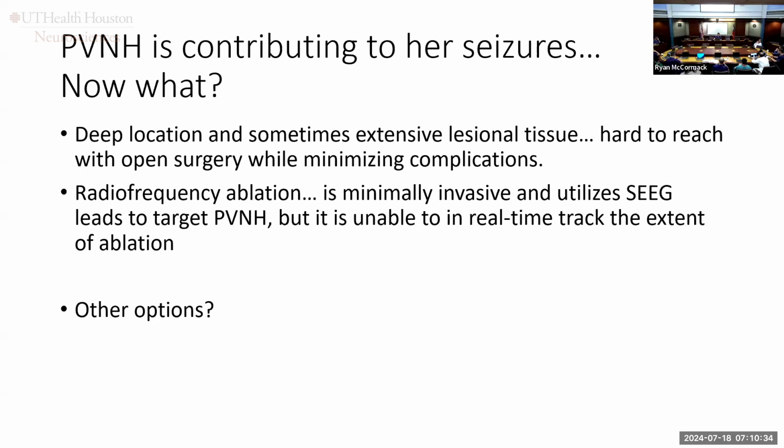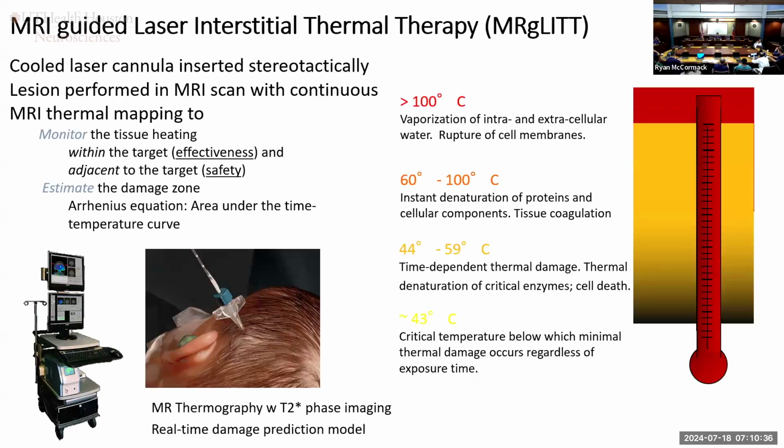So what are our other options? This is our MRI-guided laser interstitial thermal therapy. This uses a cooled laser cannula that's inserted stereotactically. The lesion production is done in MRI scanning with continuous MRI thermal mapping. This allows you to see the actual heating of the tissue within the target and also the structures that are adjacent because, like I said before, this is usually in fairly eloquent areas.